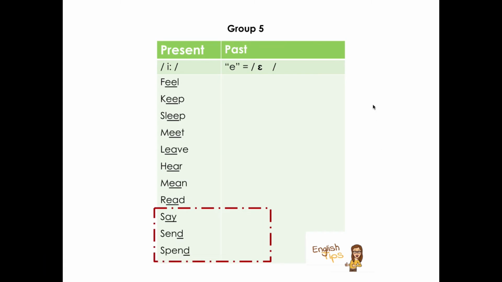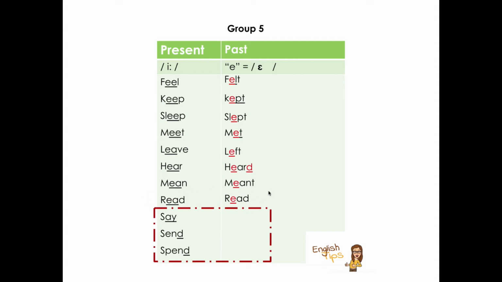So here we can learn them by groups as well. And usually the sound that is spelled with double E and it's pronounced E, like in feel, becomes E in the past. So we have feel, felt, keep, kept, sleep, slept, meet, met, leave, left, hear, heard, mean, meant, read, read. Be careful about read because the spelling doesn't change, but the pronunciation does.